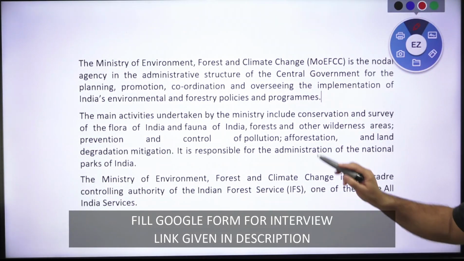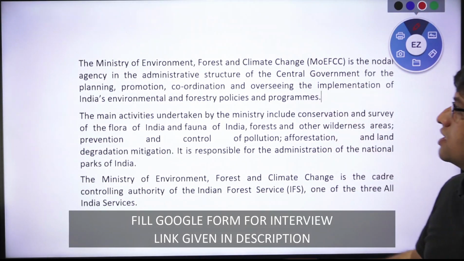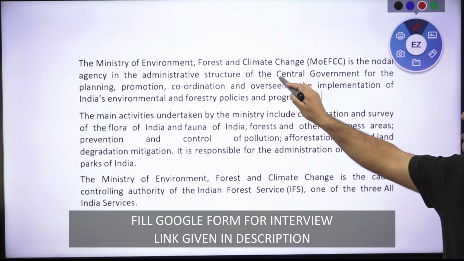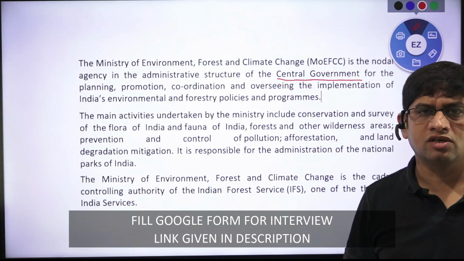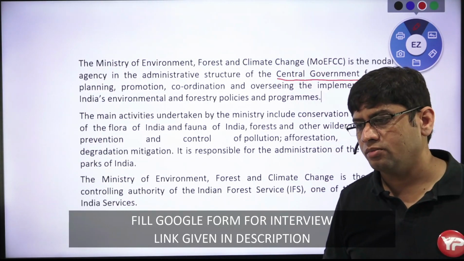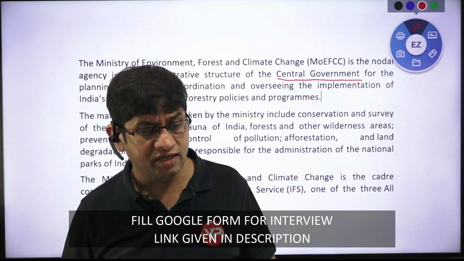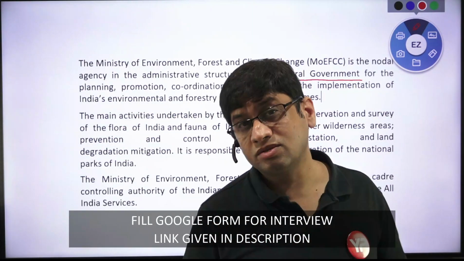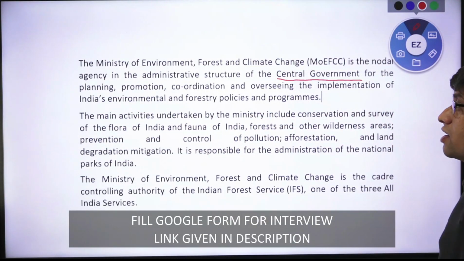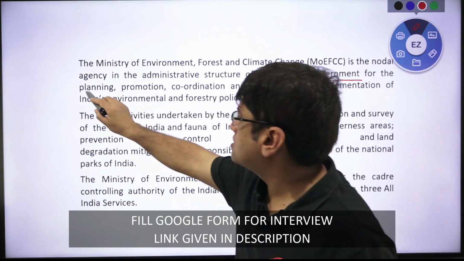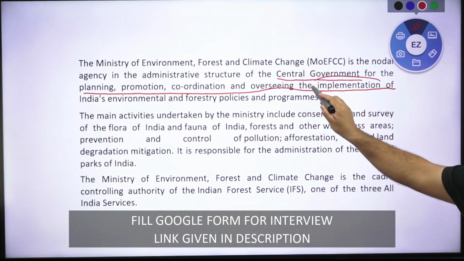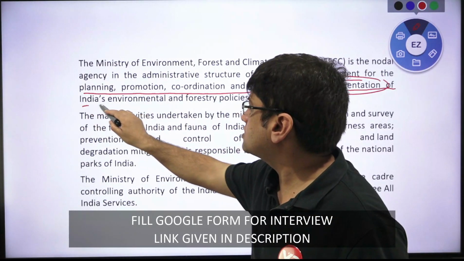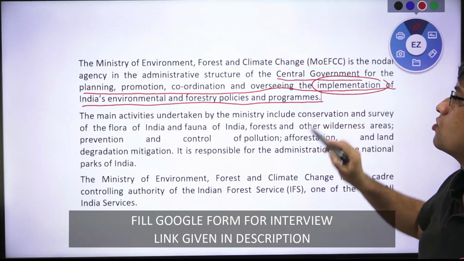So Ministry of Environment, Forest and Climate Change is the nodal agency in the administrative structure of the central government. That means it is one of the ministries under the central government. Mr. Prakash Javadekar, who was earlier HRD minister, is now minister in the Ministry of Environment, Forest and Climate Change. What is the main function? These lines are very important: planning, promotion, coordination, oversee the implementation of India's environmental and forest policies and programs.